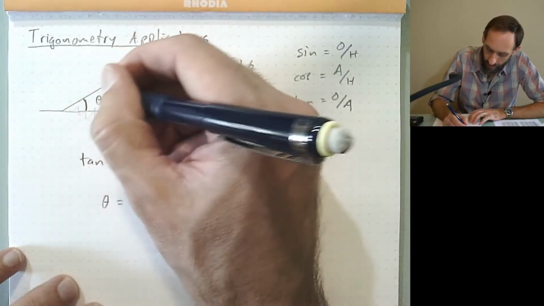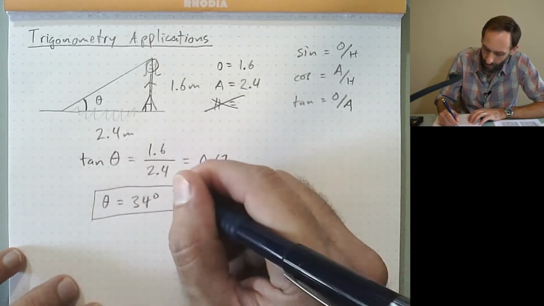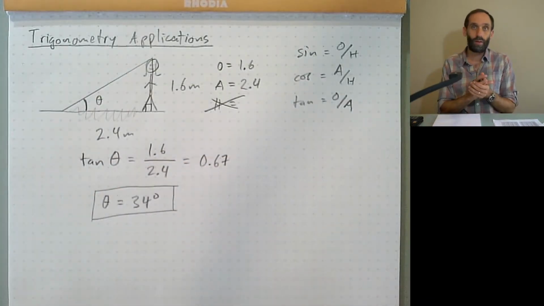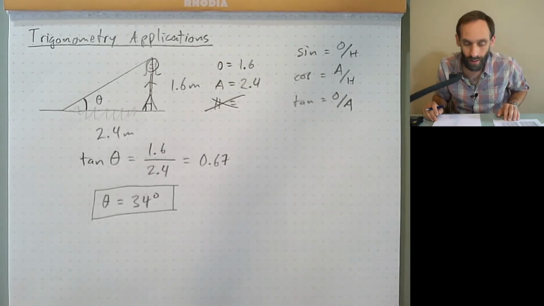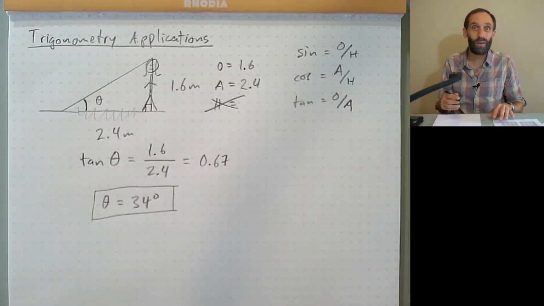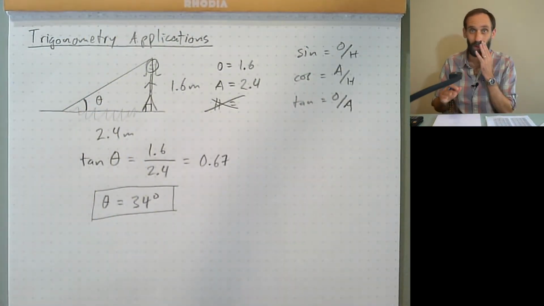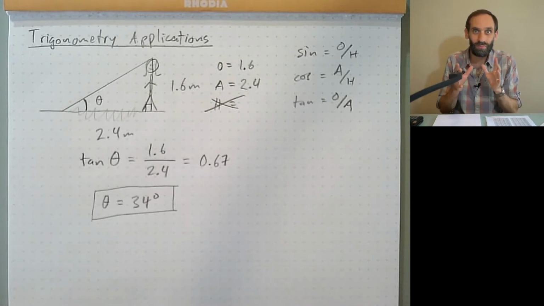So the angle that the sun is coming in at is 34 degrees. Now, one cool thing about this is, let's say you wanted to know the time of day that you took the measurements. You could actually figure out from the angle of the sun what time it was when you took the measurements.